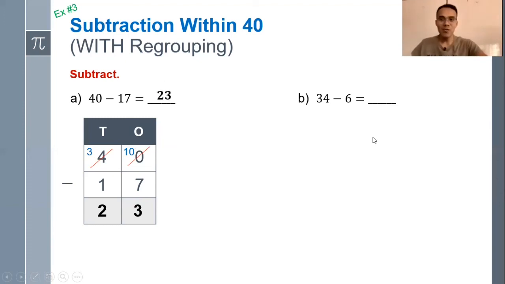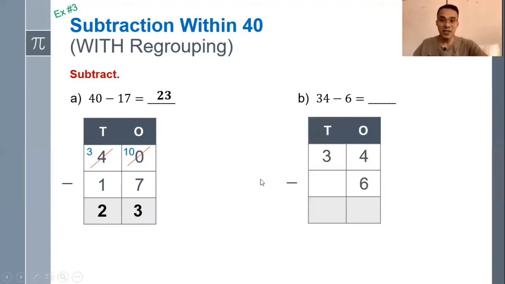Okay? Let's now move on to letter B. 34 minus 6 equals blank. First, let's provide the place value chart and write the numbers in the place value chart properly. We have 34 and 6. 34 minus 6. Let's start subtracting the numbers in ones. 4 minus 6 cannot be. The number on top is smaller than the number at the bottom. What do we do? We're going to ask help from the neighbor.